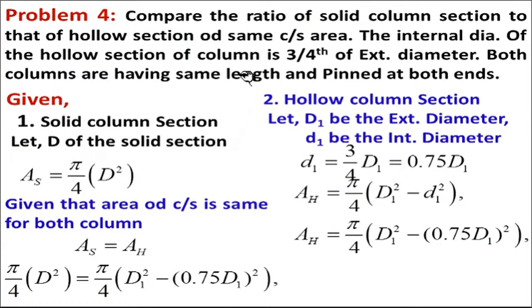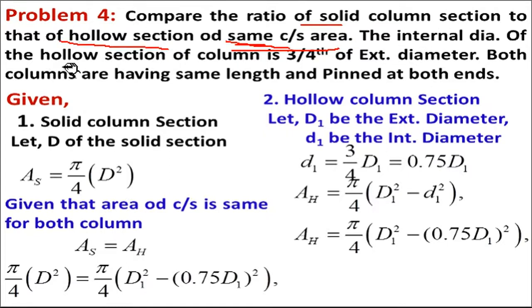Now see the fourth problem. Here again it is somewhat different from the previous problems. Compare the ratio of crippling loads of a solid column section to that of a hollow section of the same cross sectional area. What is the cross sectional area of both? Same. One is a solid column. Solid means what? Not having a hollow portion. And another is a hollow section.